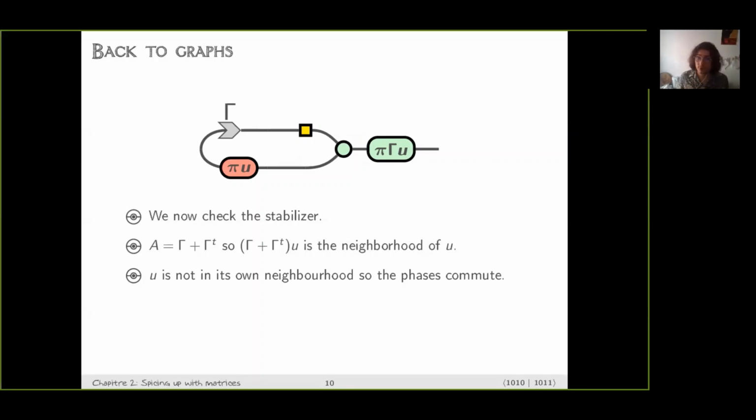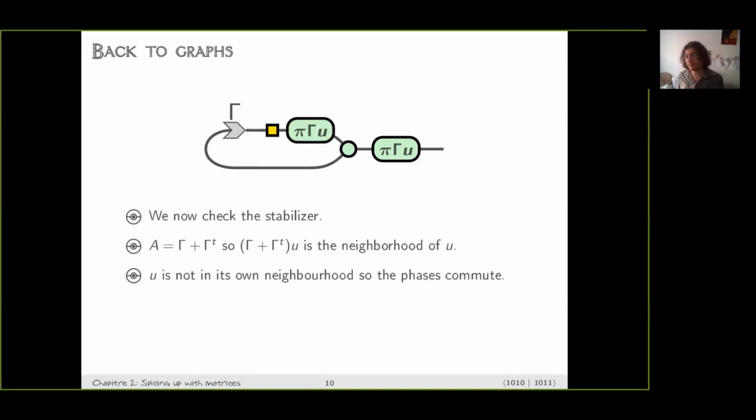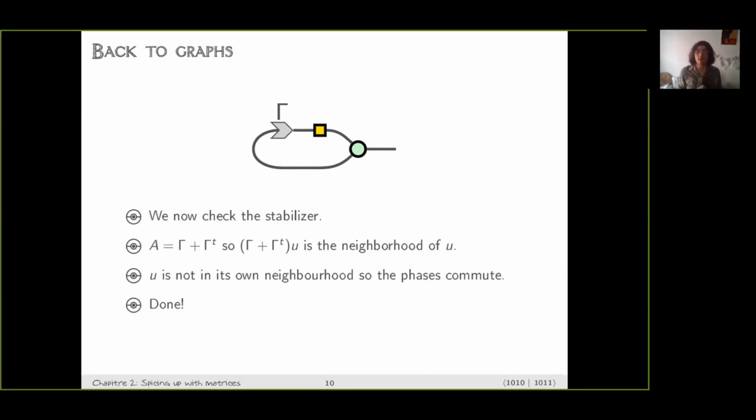Now it only remains to take care of the last red generalized phase, and we see it goes this time in the right direction through gamma. It goes through the Hadamard gate, so we change the color, and finally, using spider fusion, everything cancels. So it's done.